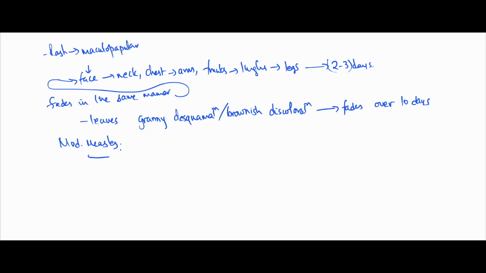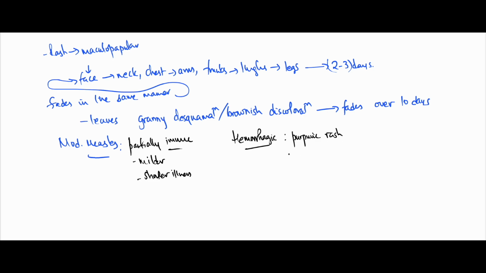Modified measles occurs in partially immune individuals. Okay, partially immune individuals, and it is milder and has a shorter illness. There is another form of measles known as hemorrhagic measles. Hemorrhagic measles has a purpuric rash, and there is bleeding from the nose, mouth, or bowel.